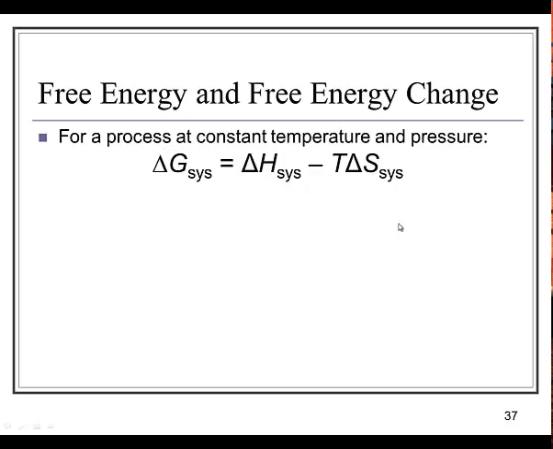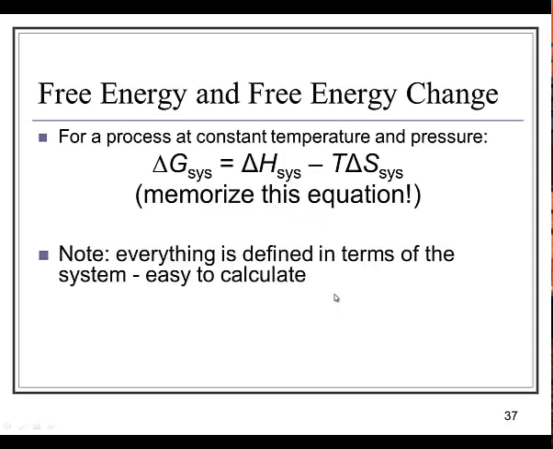So when we're studying a particular system and we want to know whether that system is going to have a spontaneous process or not, all we have to do is look at the delta G, which is equal to the delta H for the system minus T times the delta S, the change in entropy for the system. Memorize this equation. You will need this equation. Everything is defined in terms of the system.